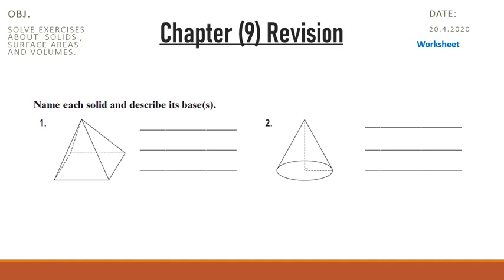The first one, I want the name of the solid and the base. This is a square pyramid, excellent, and the base is square. So the base is square and this solid is a square pyramid. Great. And the second one, Mustafa? Cone, and the base is a circle. Great. So the base is a circle and this solid is a cone.